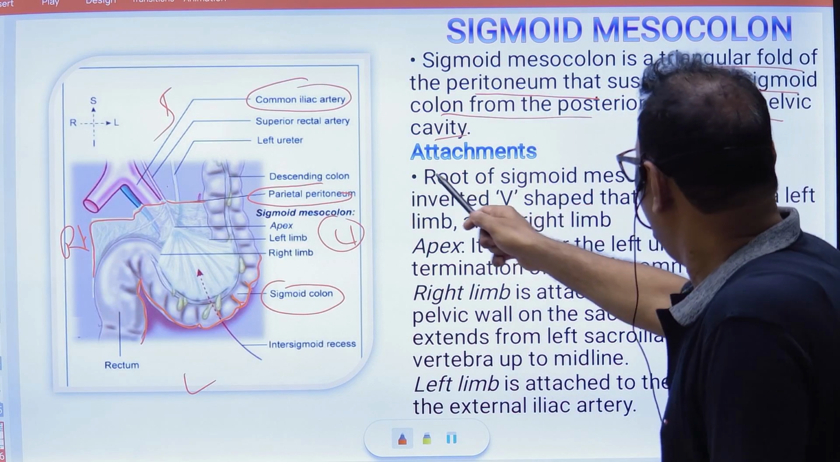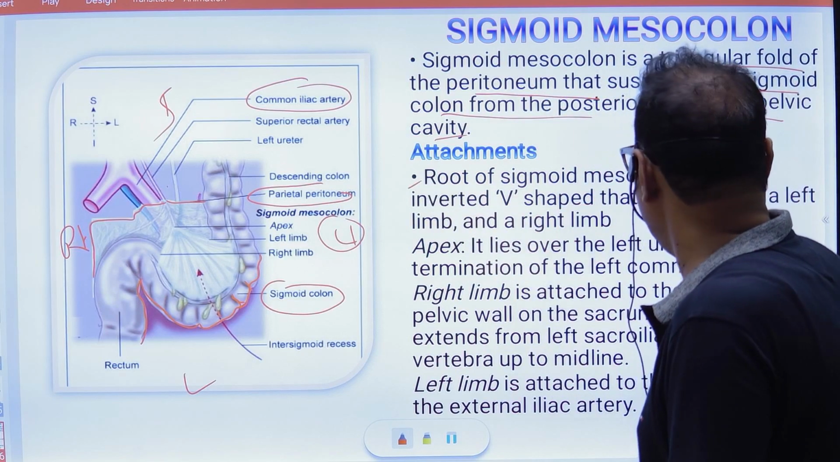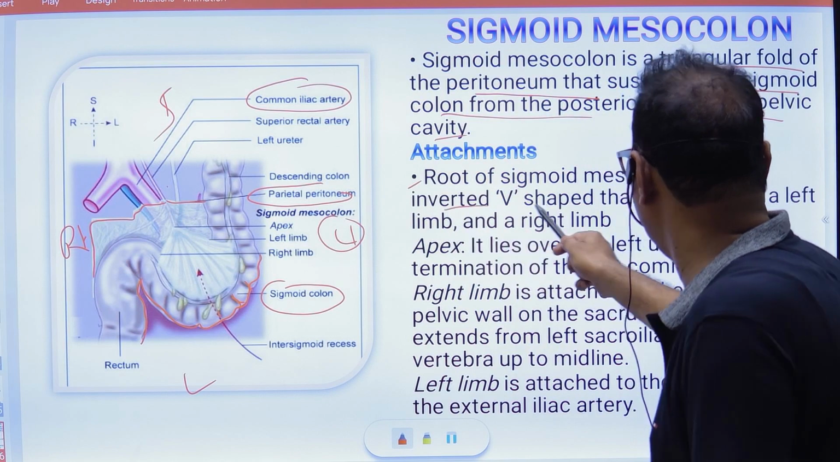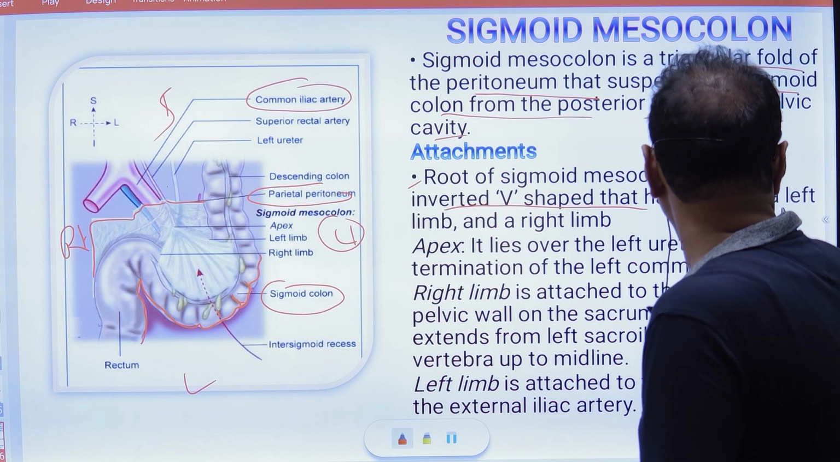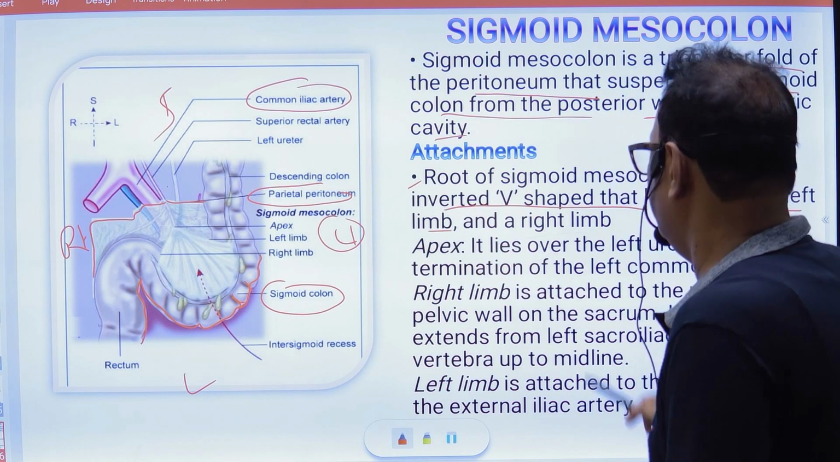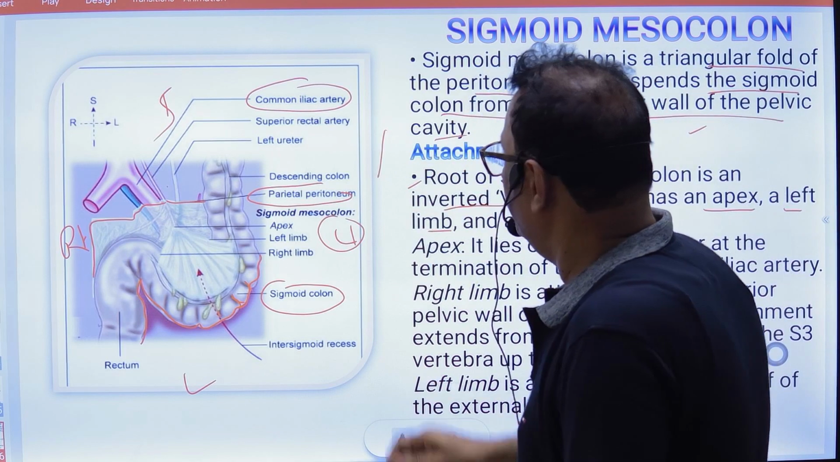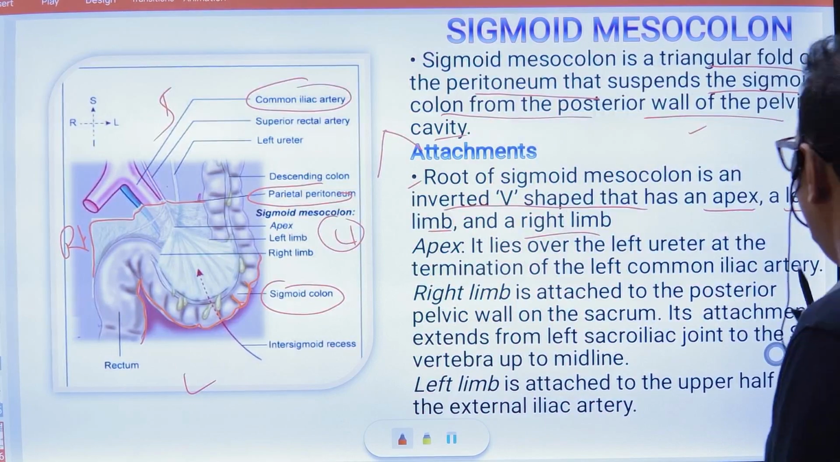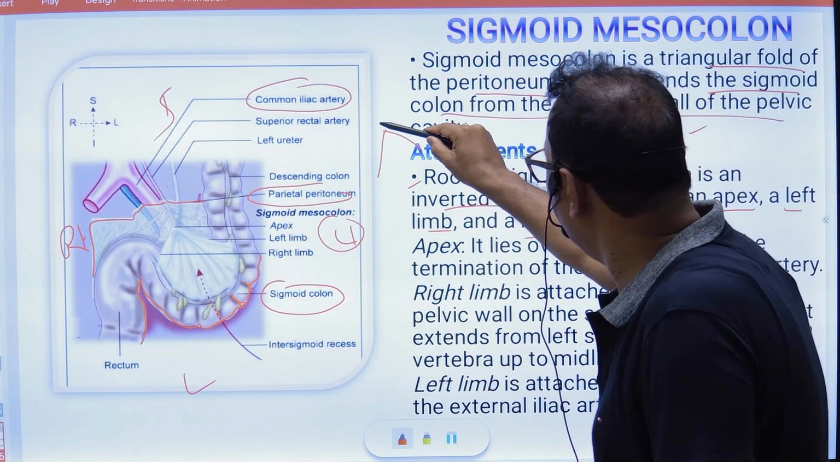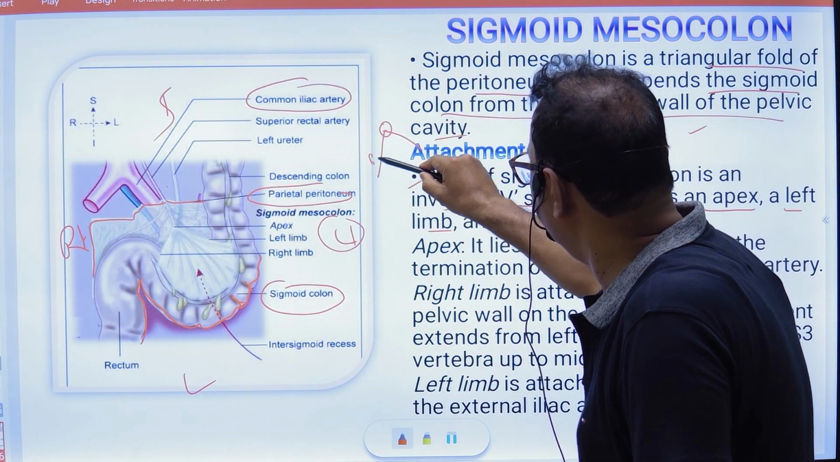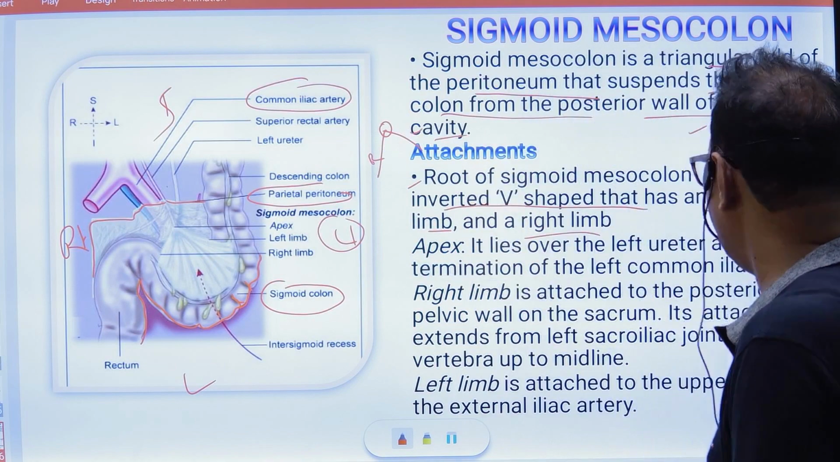So attachment: the root of the sigmoid mesocolon is an inverted V shape that has an apex, a left limb, and a right limb. It will go like this, an inverted V-shaped structure. This becomes the apex, this is the right, and this is the left.